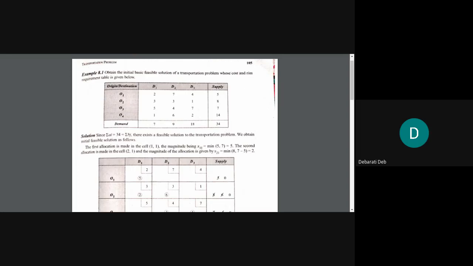What does it indicate? The number of units of demand and the number of units of supply are equal or not. Understood? So here you see 14 plus 7, 21, 21 plus 8, 29, 29 plus 5, 34. And on this side, 18 plus 9, 27, 27 plus 7, 34. So the last row total and the last column total are equal. So this is called a balanced transportation problem.